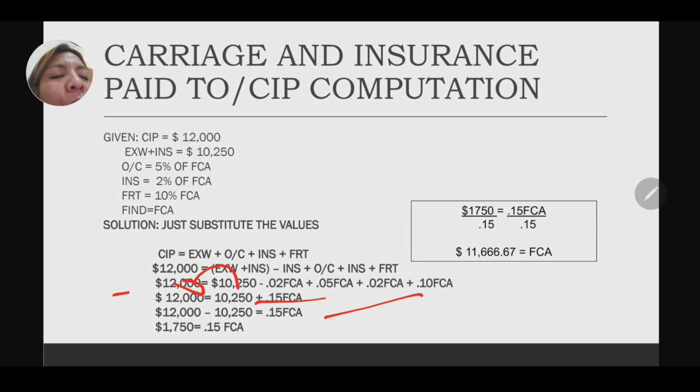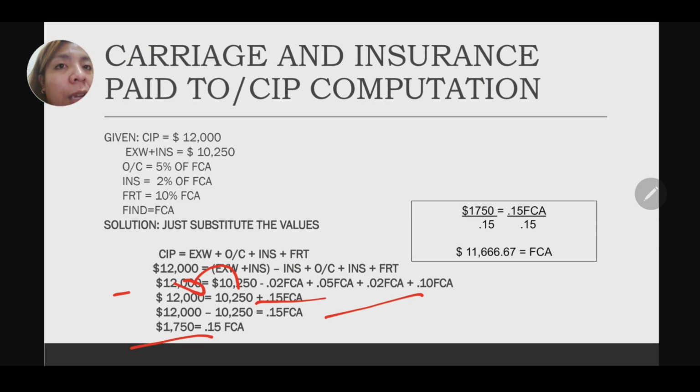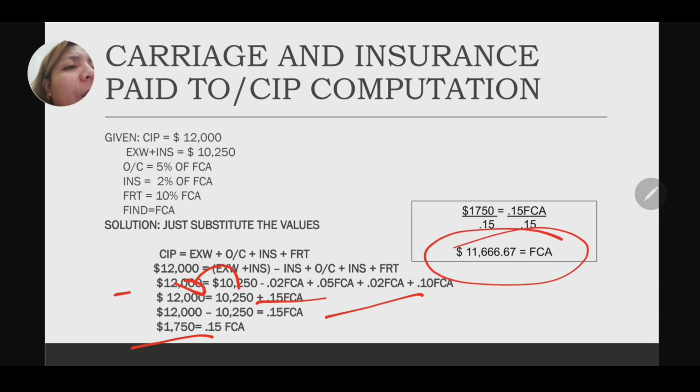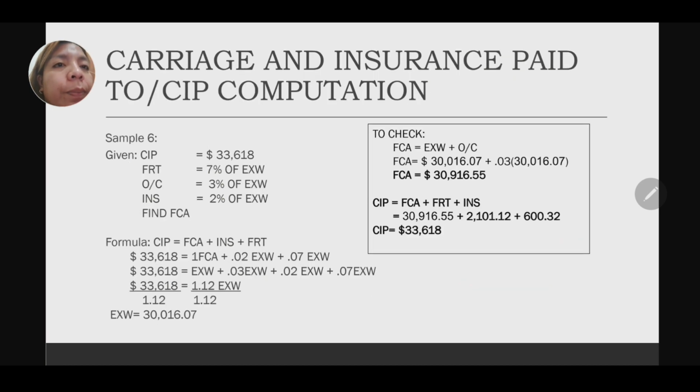Okay, and then when you simplify further, 12,000 minus 10,250, you'll get 1,750 is equal to 0.15 FCA. So just simplify the equation, divide both sides of the equation by 0.15, and then you'll get the value of your FCA as 11,666.67. Okay, so that is how you compute for your CIP value.